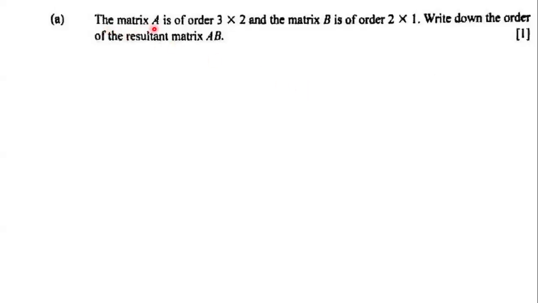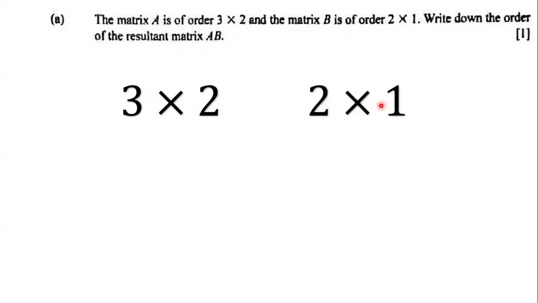The matrix A is of order 3 by 2, and the matrix B is of order 2 by 1. Write down the order of the resultant matrix AB. And so matrix A has the order 3 by 2. That's matrix A. And matrix B is of order 2 by 1.